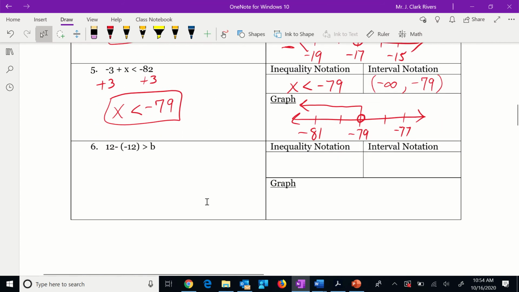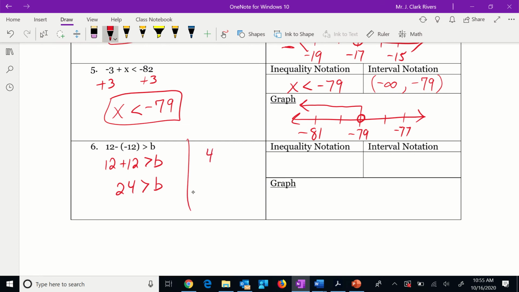Next one. Okay, this is a little different. 12 minus negative 12. This is the same thing as 12 plus 12. That's greater than b. What is 12 plus 12? It's 24. 24 is greater than b. Now, remember we said earlier we want the variable on the left side? Right now it's on the right side, so we've got to change that. Think about this. Think about if I've got 4 is less than 5. Is that true? Is 4 less than 5? Yes, that is true. Well, what if I want to flip-flop this around? 5 and 4.